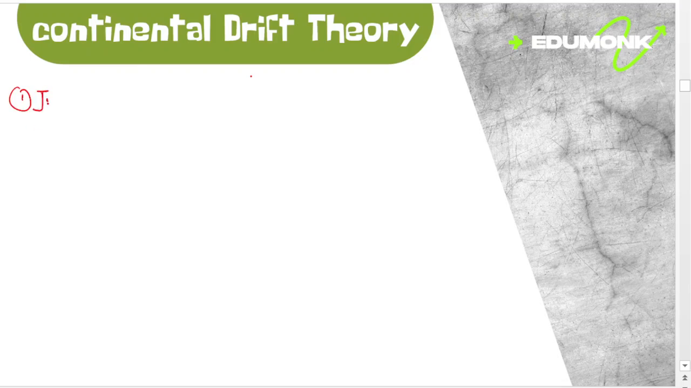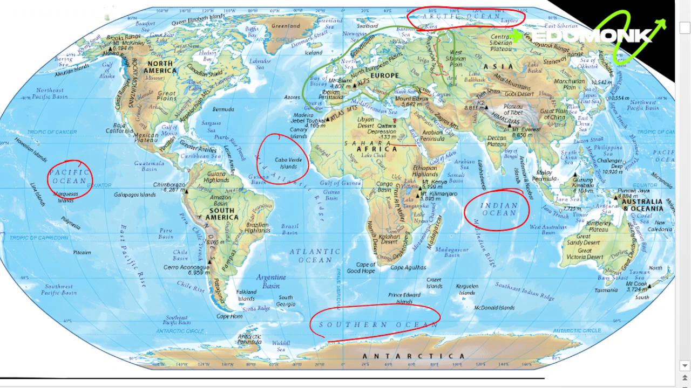Jigsaw fit means the similarity between the geological structures. So we can say that there is a remarkable similarity in the geological structure along the two coasts of the Atlantic Ocean. This is the Atlantic Ocean. You can see the similarity of the two coasts. We can see it as a puzzle. We can combine these two continents together. So this is known as the jigsaw fit.